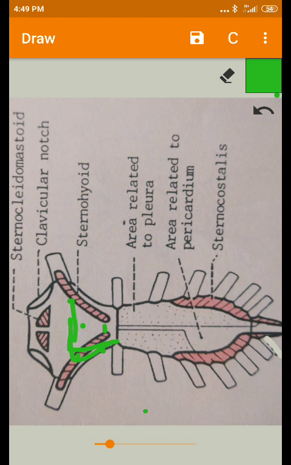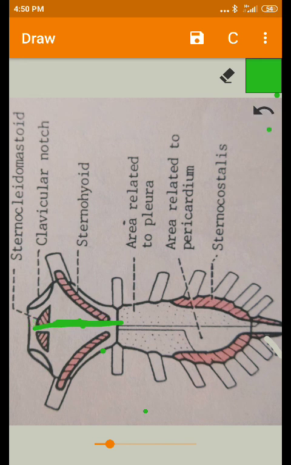Also related is the left brachiocephalic vein, and it is also related with the anterior margin of the lung and pleura on either side. Another visceral organ that comes exactly at the median plane is the trachea. The trachea is in front, and the esophagus is posterior to the trachea. The trachea is related to the posterior surface of the manubrium sterni, exactly opposite the median plane in its upper half.